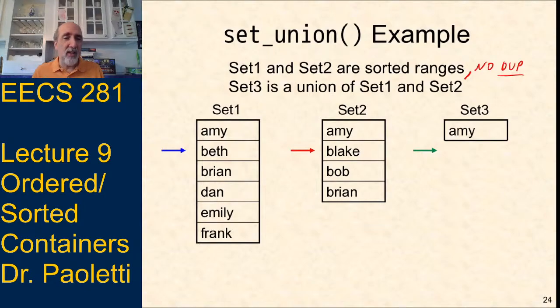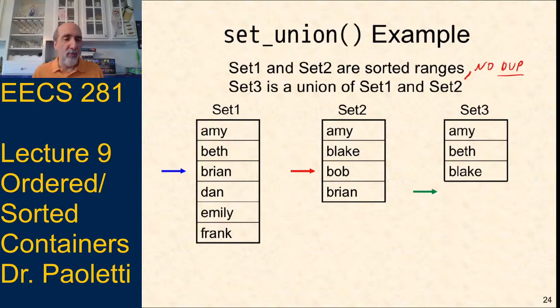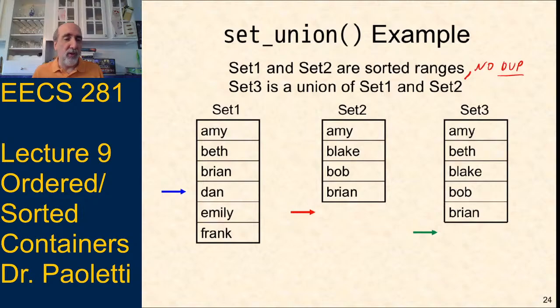So Beth and Blake, for set union, Beth goes to the output, the output iterator moves forward, and the set 1 iterator moves forward. Brian and Blake: Blake goes to the output, iterators move forward, set 2 iterator moves forward. Brian and Bob: Bob goes to the output, iterators move forward. Brian and Brian: one Brian goes to the output, all the iterators move forward.